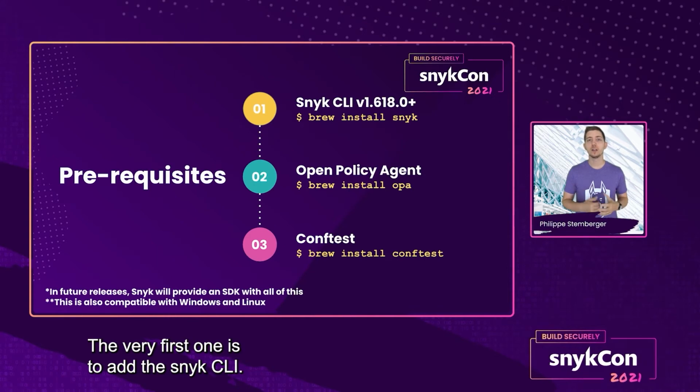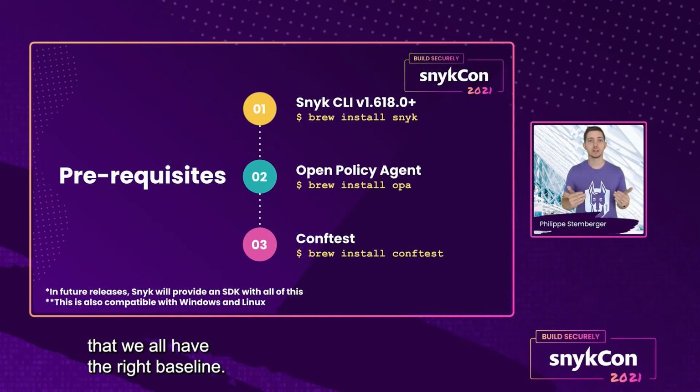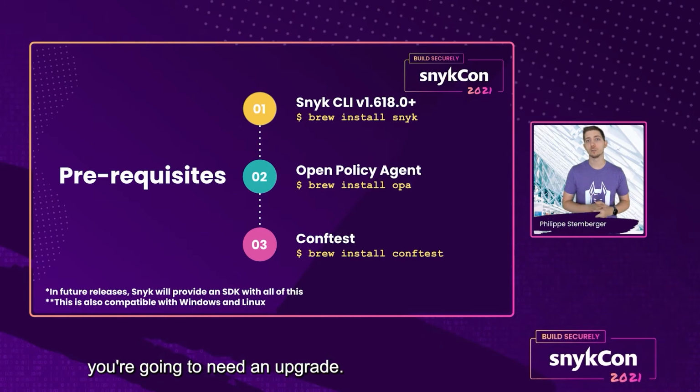The very first one is to have the Snyk CLI. We're going to need the version 1.618. That's not really a recent one, but it's just to make sure that we all have the right baseline. So if you don't have the right one, you're going to need an upgrade.